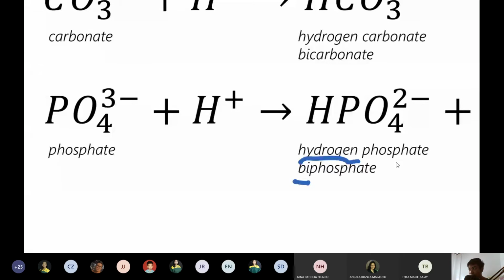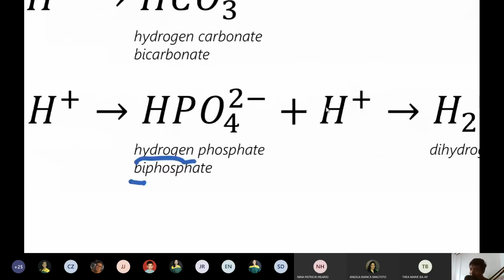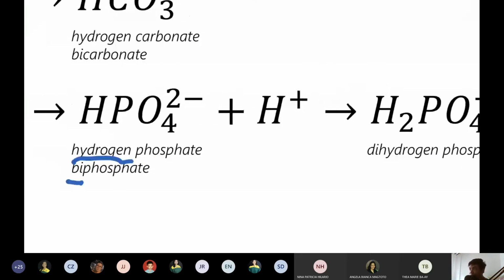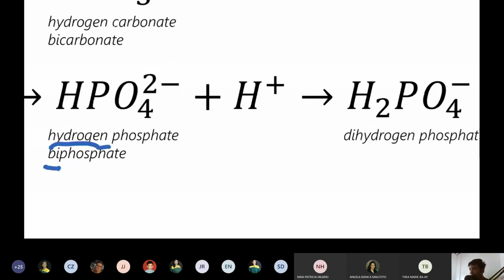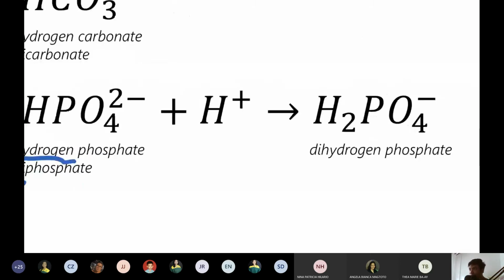Meaning yan, pag hydrogen phosphate or biphosphate, isang hydrogen ang aking dinagdag sa aking phosphate. So, paano kung magdagdag uli ako? I have my biphosphate. I will add another hydronium ion. So, tingnan natin if we will still end up with another anion.